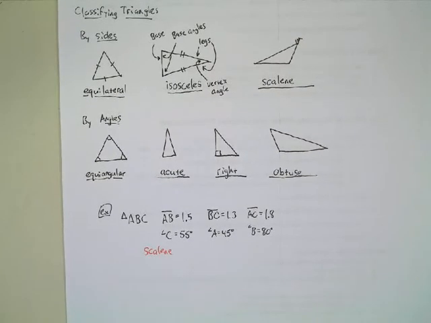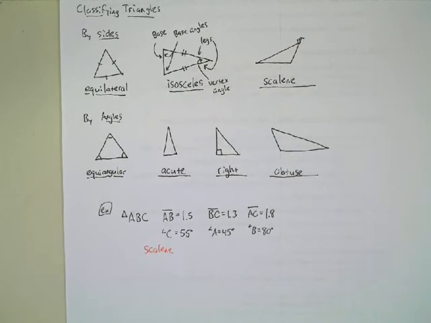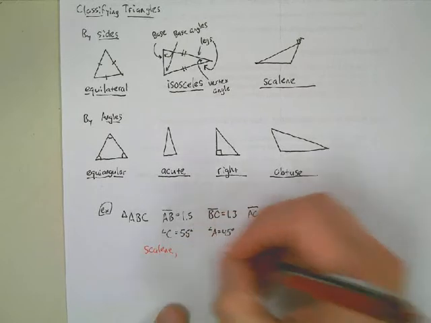And then by the angles, let's go to Ryan. What is this by the angles? Acute. And how can you tell? Because all of the angles are under 90 degrees, and they're not all equal either, right? That's right. So scalene and acute.